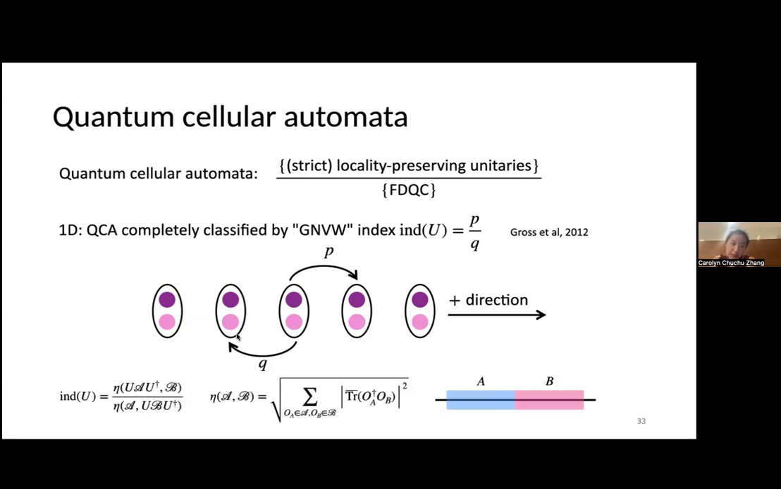And this p over q is something you can actually just compute. I won't go into the details, but basically you take some operator algebras associated with some sufficiently large regions, and then you can just compute this p over q number.